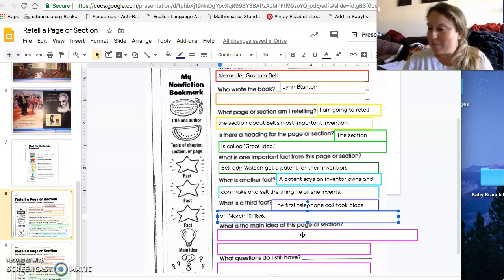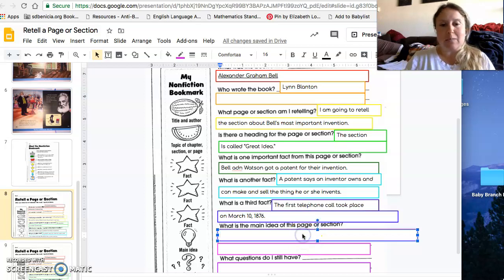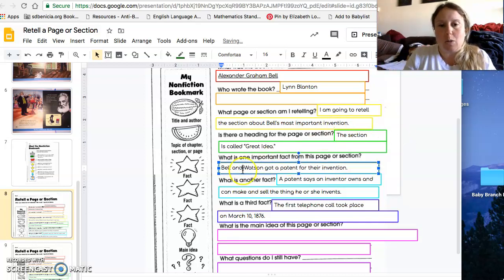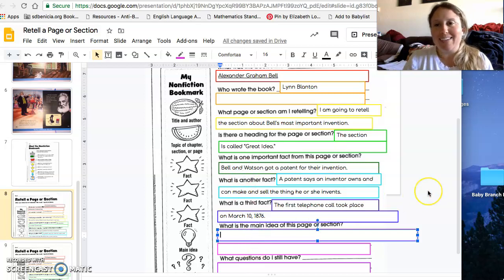And the next question asks me to identify what is the main idea. So this is the part where I need to think. What did they want me to learn about inside this section called a great idea? Well, they wanted me to learn about great ideas, and I'm going to fix a typo. Did you guys notice it before I did? It's okay.